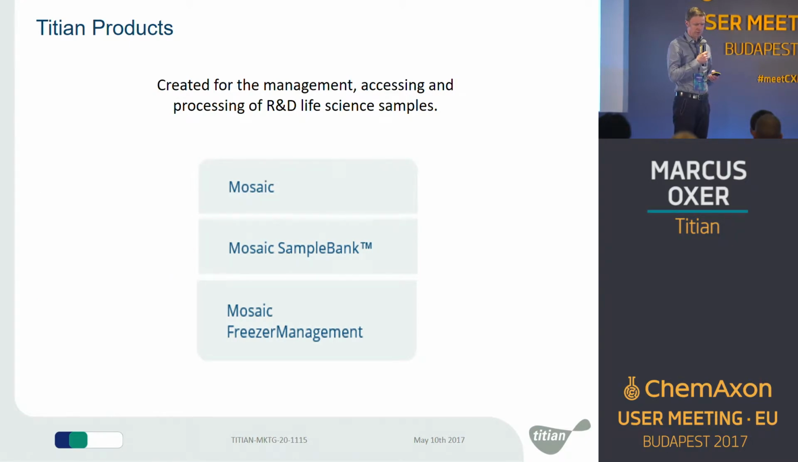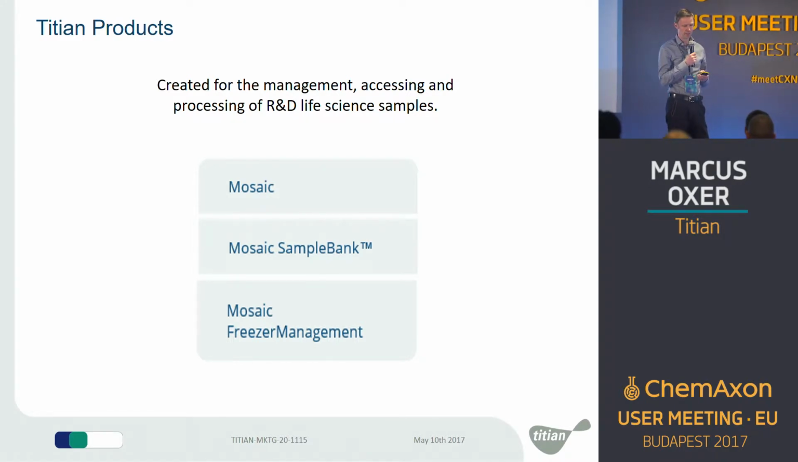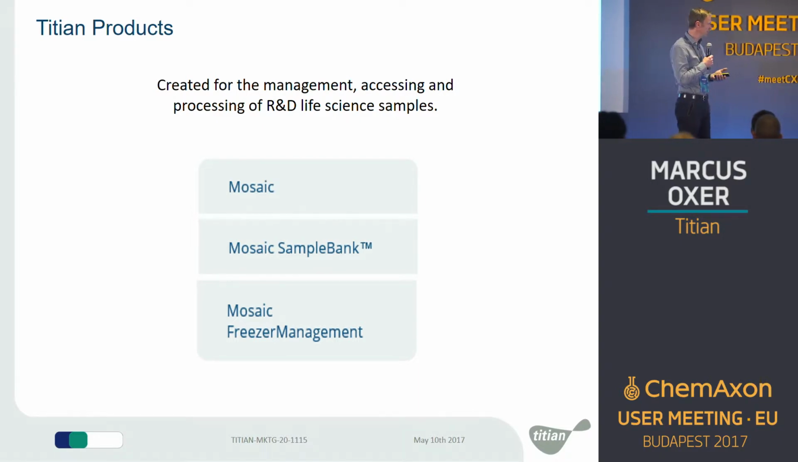So Mosaic traditionally was configured to meet a specific customer's requirements and their workflow and their sample handling requirements. Based on the experience of doing that for a number of years, we've now released two, if you like, packaged editions of Mosaic that put the commonly used workflows into a package at a lower price point and also a faster deployment. So that's Mosaic Sample Bank, which has a lot of compound management workflows, and as the name suggests, Mosaic Freezer Management for people that just want to manage samples and inventory in their freezers.